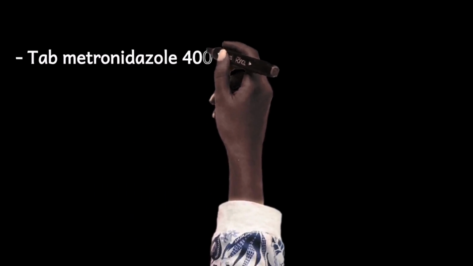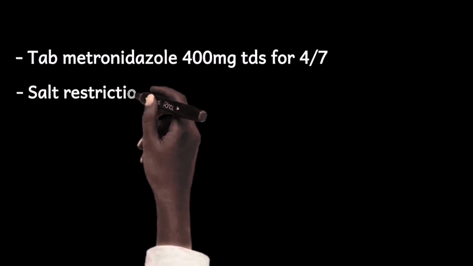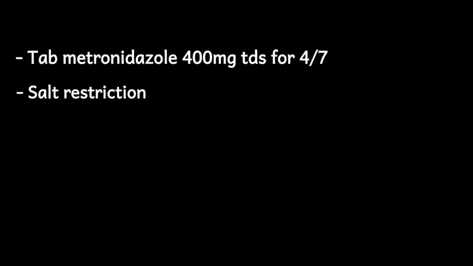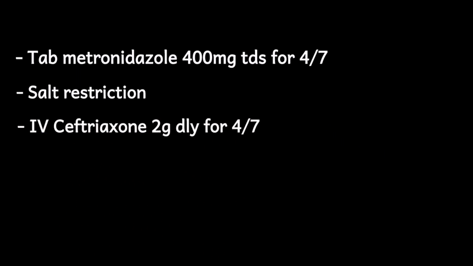He is also on tab metronidazole, 400 milligrams TDS. We are doing salt restriction for his ascites, and we are doing daily weighing. The daily weight loss has been between 0.5 to 1 kilograms per day. The admission weight was 76 kilograms and is now 73 kilograms. He's on IV ceftriaxone 2 grams daily. He's done for 4 days.